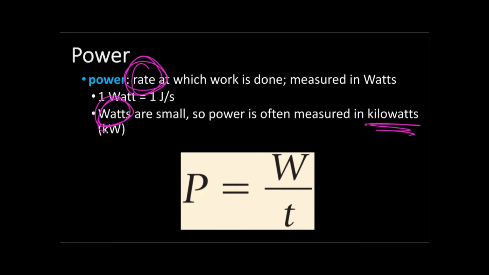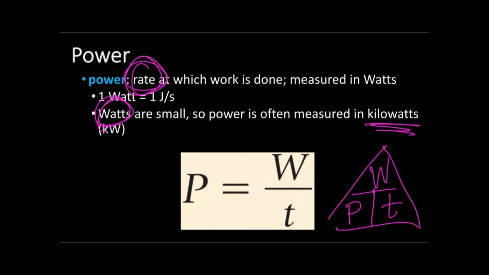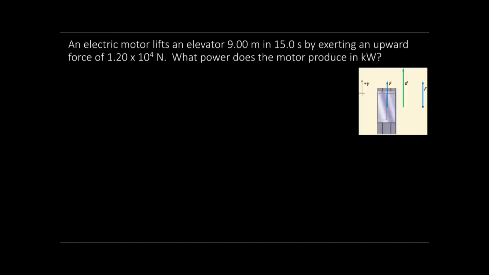And this is your formula. Power equals work divided by time. And since it's one of these types of formulas, you can put it in the triangle, which I love. And then we will do this one. It gives you a little bit of a work example and then a little bit of a power example too, because it's a two-stepper.